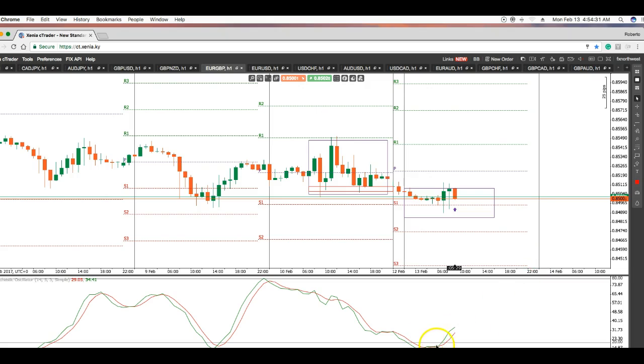Even though it's oversold, stochastics at 20, the previous day swing points or a support level is right here, and that's where the market's reacting to. So not the best trade to take.